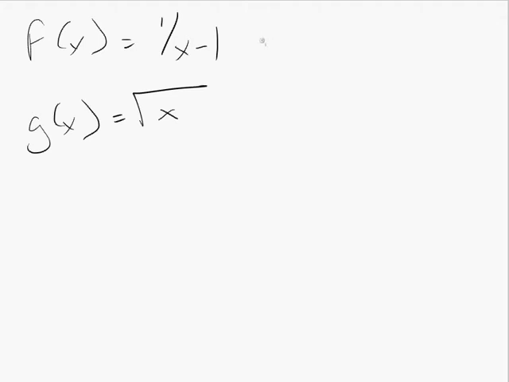Would it be negative infinity to 0 union 0 to infinity? The top one? Yeah. Why can't you plug 0 in it? Oh, I'm sorry. X minus 1 is all in the denominator. So it would be 1 instead of 0. That's correct.